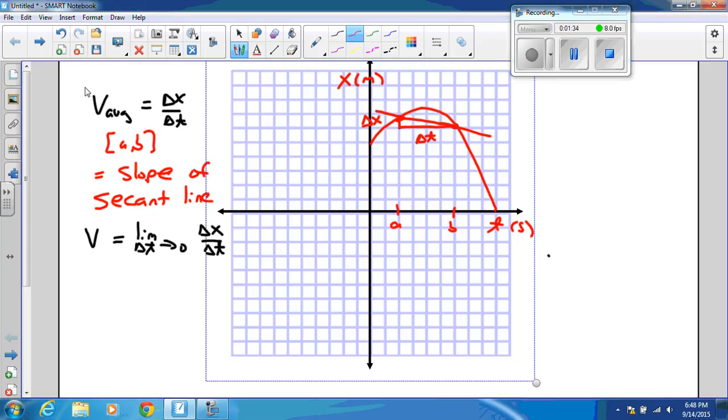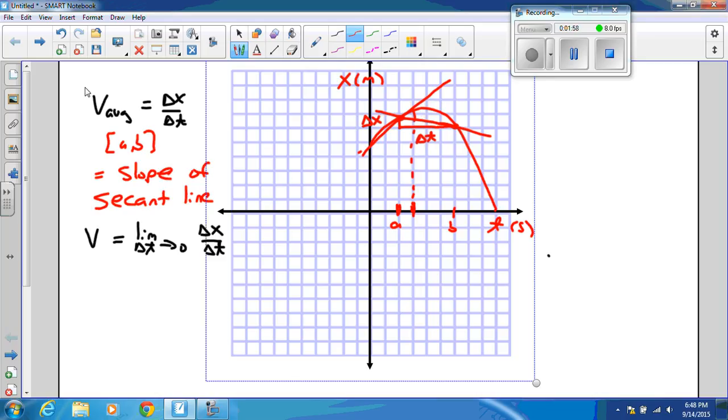Well, let me pick a point A, and what I'd like to do is to estimate the instantaneous velocity off of the graph. And so I'll go out a small time interval, maybe to right here, and I'll do a secant line for myself, and the slope of that secant line is the average velocity here.